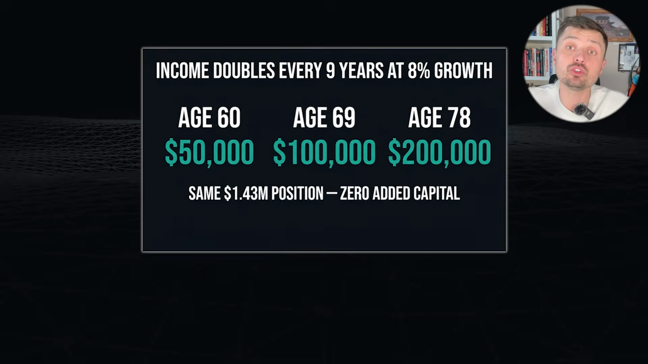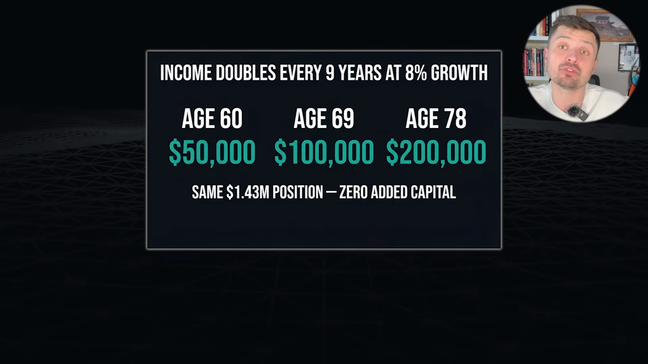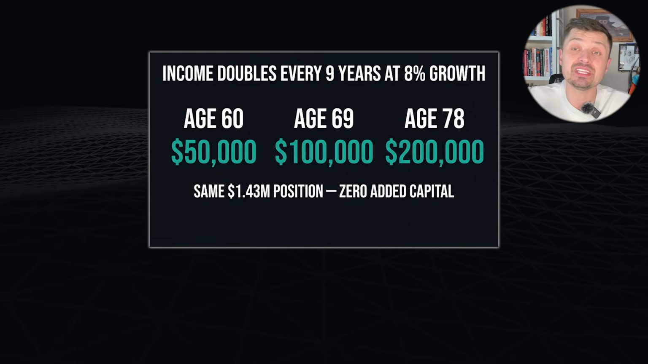By age 69, you'd expect roughly 100,000 in annual income from that same 1.43 million. By 78, that grows even further.